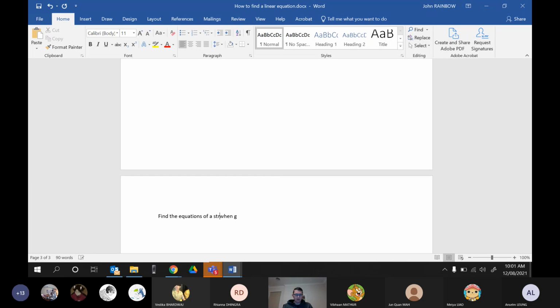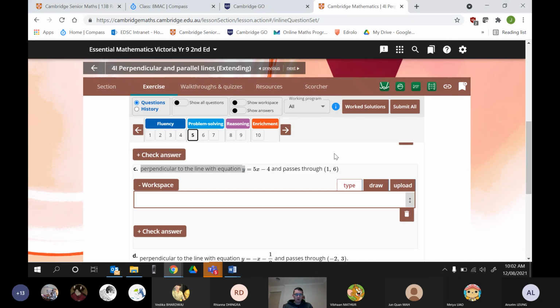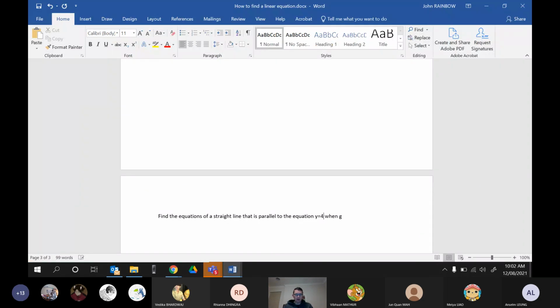Find the equation of a straight line that is parallel to the equation y equals 4x, and passes through the point (2, 10). Okay, so I've already visualized in my mind what it's going to be.